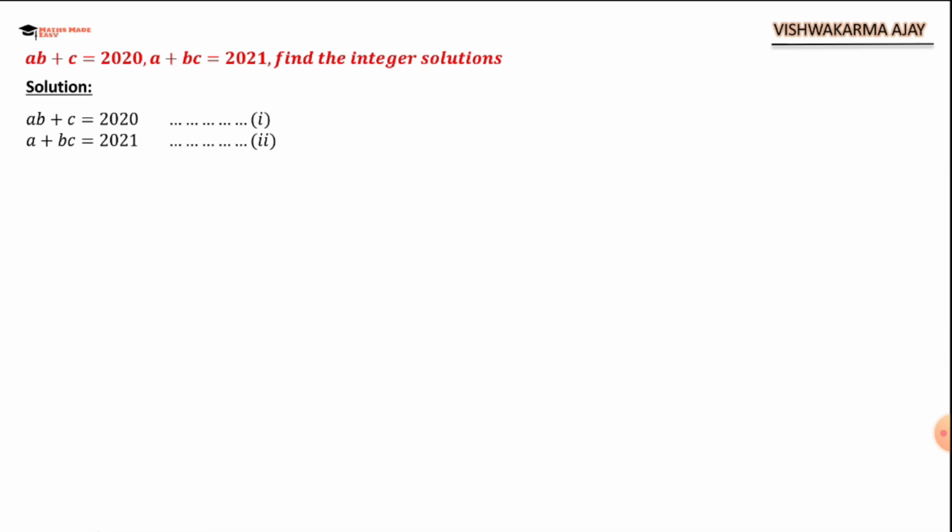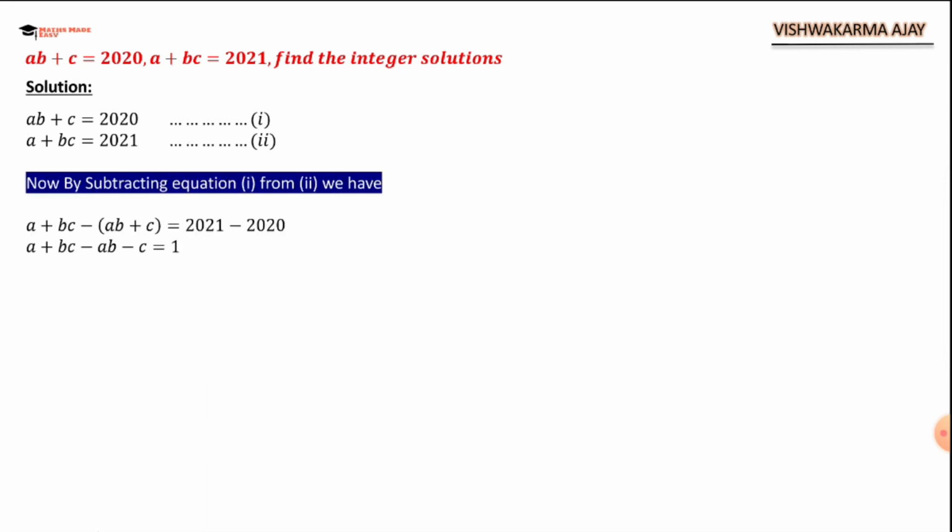Let's see equation number 1 and 2. What I will do here is subtract 1 from 2. So 2021 minus 2020 will give me 1 on one side, and A plus BC minus AB minus C is equal to 1 on the other. By rearranging a little bit, I can take A common from here and B common from here, so that I will have two factors: A minus C, 1 minus B is equal to 1.